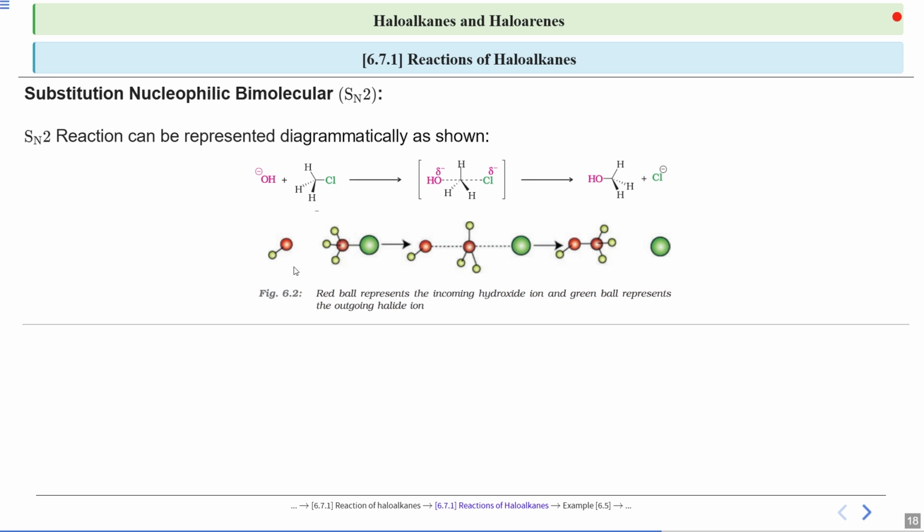This is the representation for the hydroxide ion, where the red ball is representing the incoming hydroxide ion, the brown ball is representing the carbon, and this big green ball is representing the outgoing halide ion, right? So this hydroxide is going to attack the carbon from the opposite side of the carbon-halide bond. Okay, so this is going to attack this molecule where the carbon-halogen bond already exists. So this will attack from the opposite side of the carbon-halogen bond.